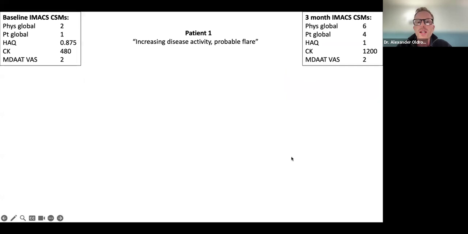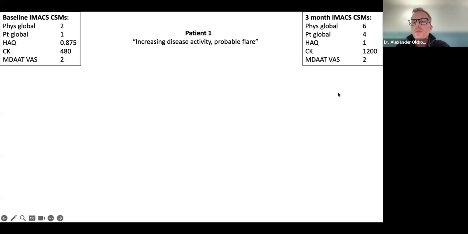And I'm going to just focus here on this one patient. You can see at the top left and the top right, the IMACS core set measures. At the top left, these are the core set measures at the start of the study. The physician global was quite low at 2. The patient global was very low at 1. The HAQ was relatively low at 0.873. The CK was just slightly high there, 480. And the damage VAS was pretty low at 2 out of 10.